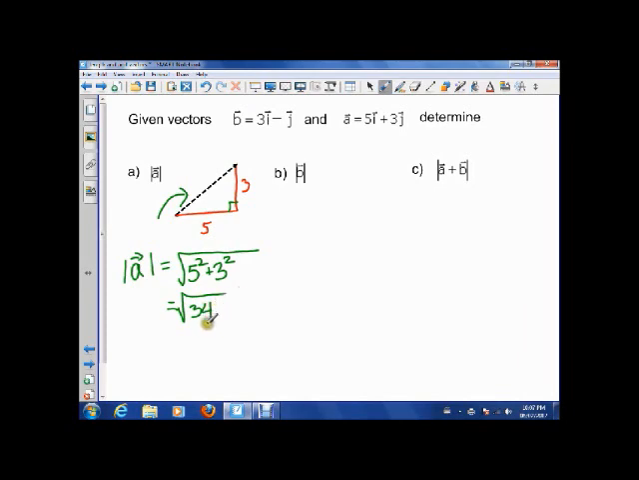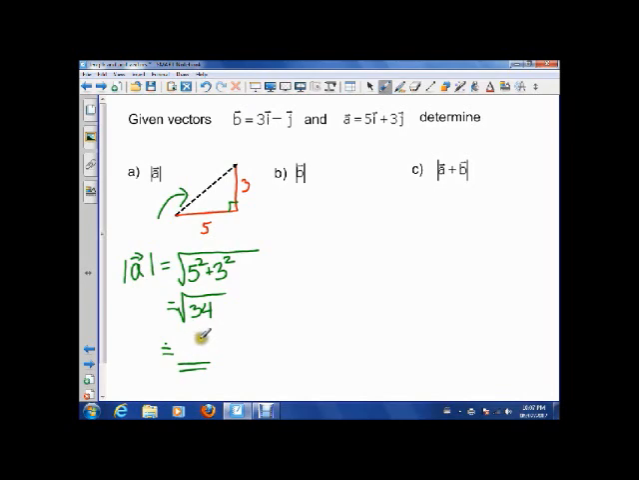Now the question is, can we simplify root 34? Well, 34 is 17 times 2, and 17 is a prime, so no, we can't. Root 34 is the best that we can do. So the length of this vector is root 34 units. We can also say that that's approximately whatever the square root of 34 is. I'll let you figure that out.